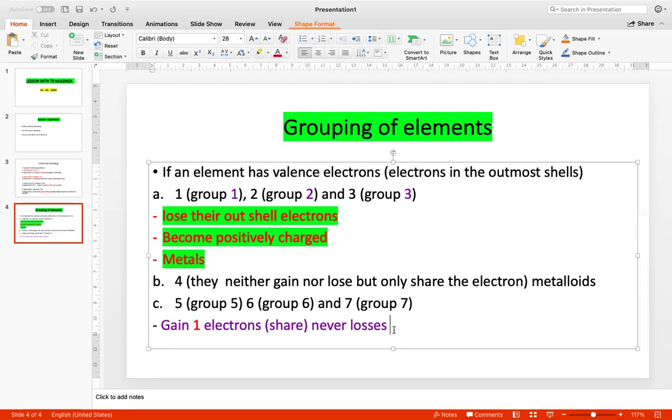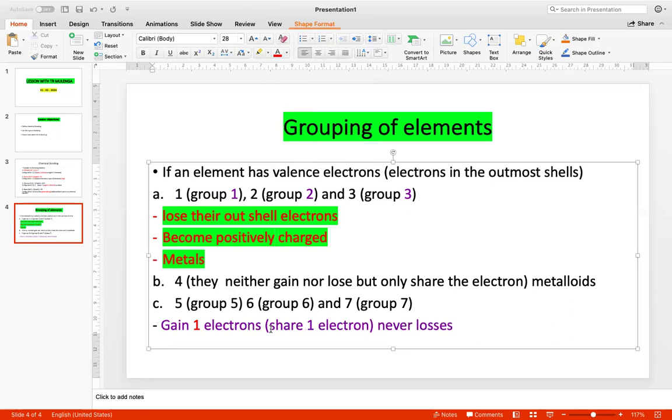And if they are to share, what happens? They only share 1 electron. So they will donate 1 in the sharing, and they also get to share with 1 from the other element. They only share 1 electron.